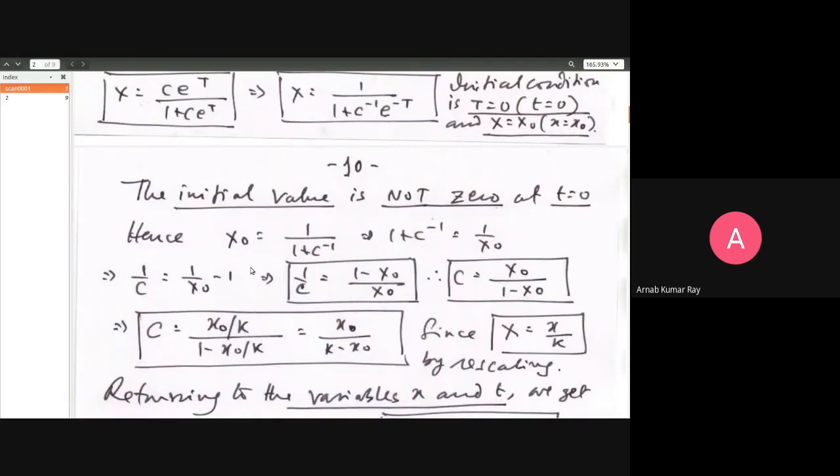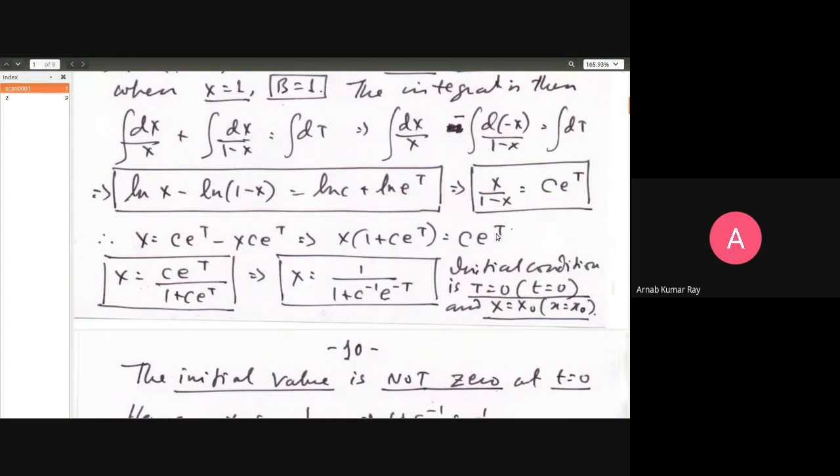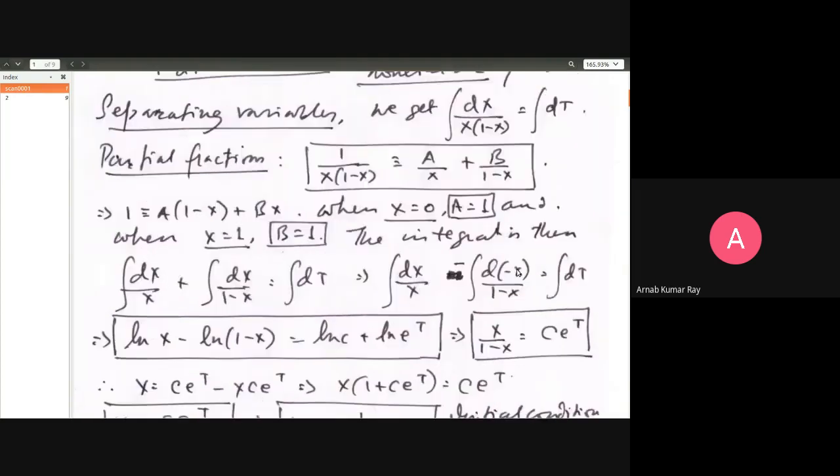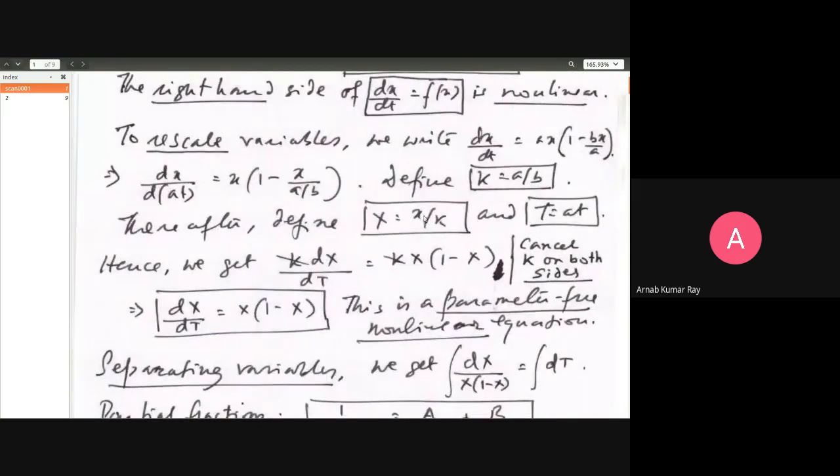Therefore, we shall now have to find the constant c. This is an arbitrary integral constant, right? We shall have to fix it. So 1 by c can be written like this, and so c is equal to x naught divided by 1 minus x naught. Right, and then we did not start with x naught. Our original variables were a and b. Ultimately, we shall have to go there. And capital X naught is equal to small x naught by k. Why so? Because capital X has been defined as small x by k.